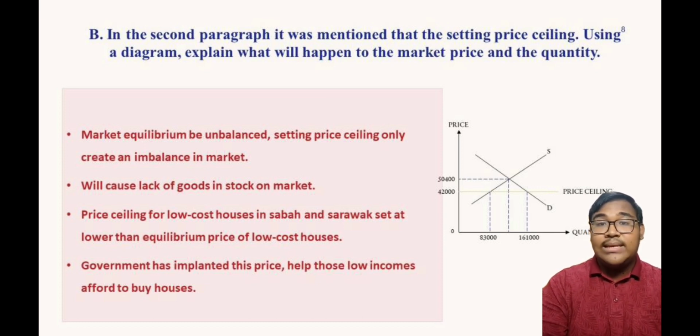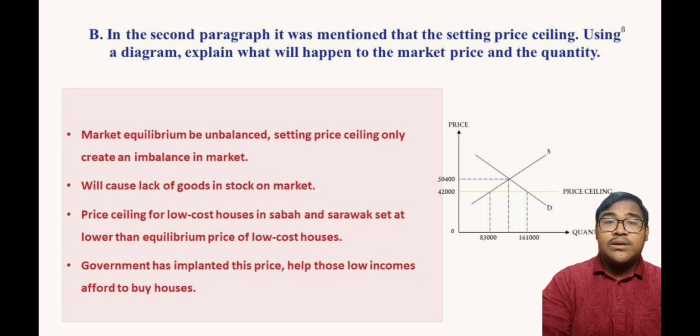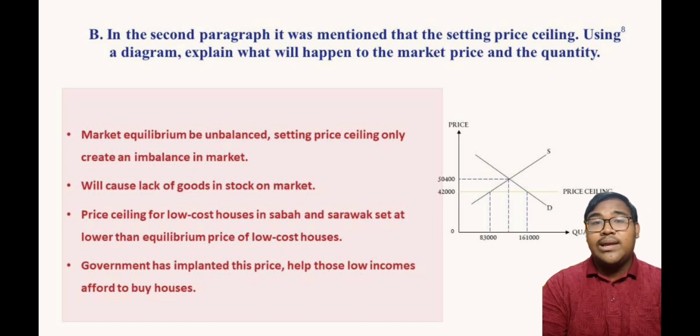From the graph, we can see that the price ceiling for low-cost houses in Sabah and Sarawak, approximately Rm42,000, is set at a level that is lower than the equilibrium price of low-cost houses. The government has implemented this price ceiling in order to help those with low incomes afford to buy houses in our current economy, where the price for property seems to be constantly increasing.